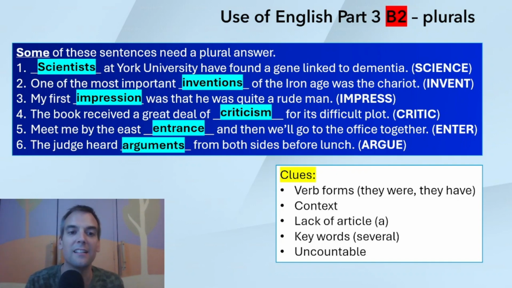And number 6, I think argument sounds better. Well, it does sound better, doesn't it? Because you can't say argument because it doesn't say an argument. There's no article. And it's both sides, so it's 2 arguments. So there we go. That's how we use our plurals. And of course, you're still learning other nice use of English Part 3 transformations like science. People who do science are scientists, and so on.